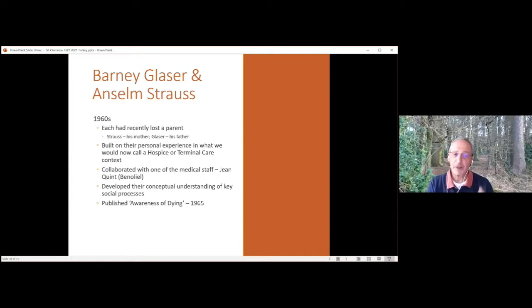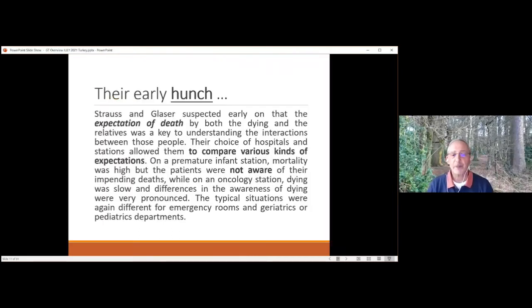And so they developed this work in 65 called Awareness of Dying. It's a famous book. It's very well worth reading. It's the very first grounded theory. And they had this early hunch. I won't go through the whole thing, but what they did was they realized that at a certain point in hospitals, people's expectations change.